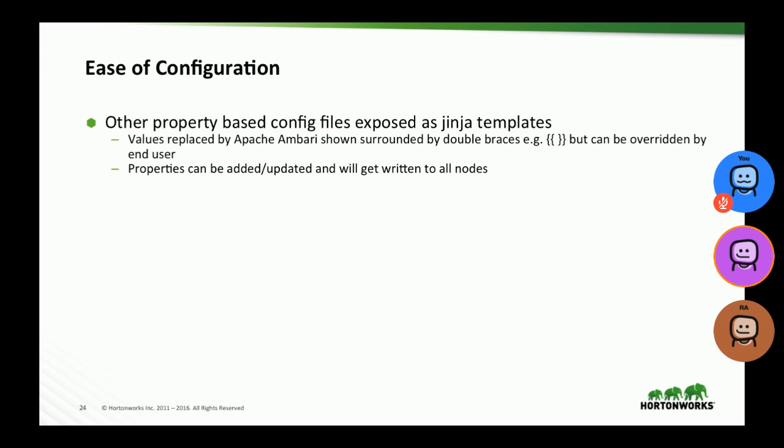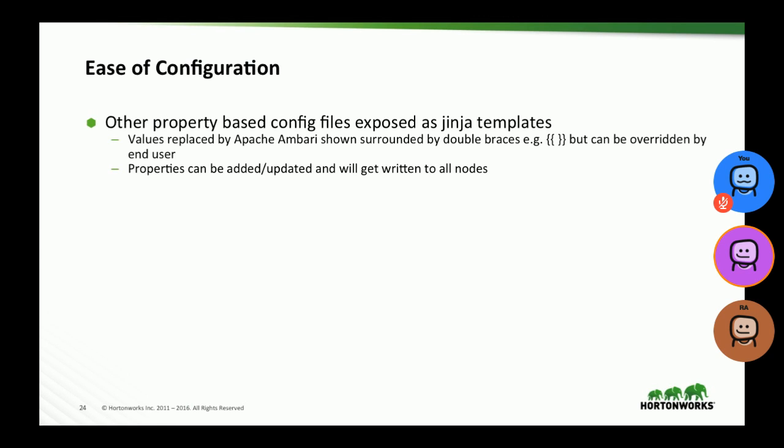And then for other property values, which are not as common, we just expose them as Jinja templates, which is nothing more than a big text box with the contents of the config. So all the content is there. If anyone wants to add or reconfigure properties, they can. But at the same time, we're using that same double braces technique to auto detect some of the properties that we already know should be set.